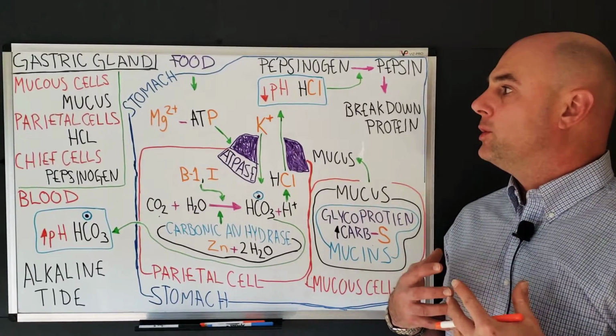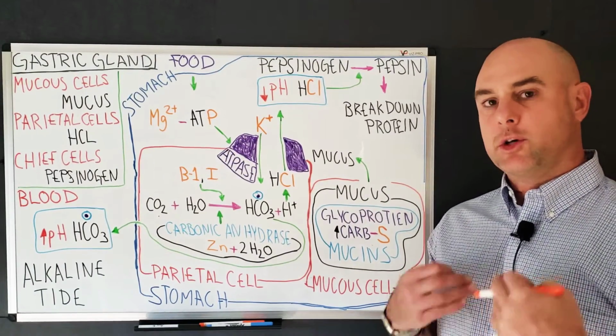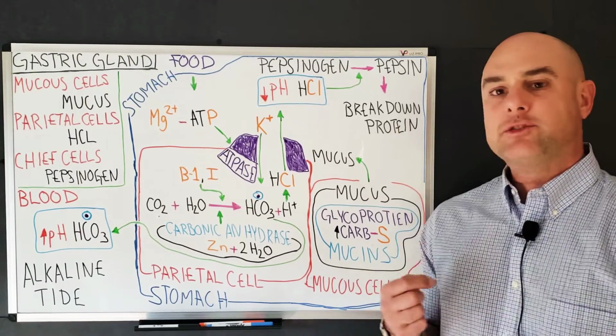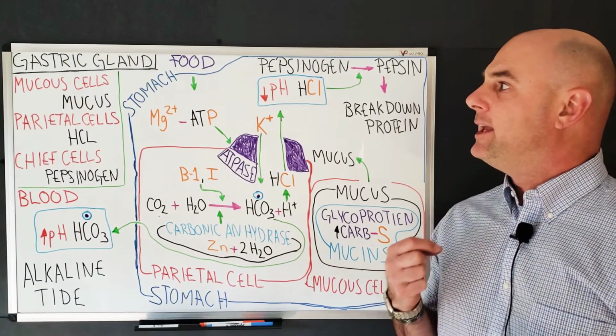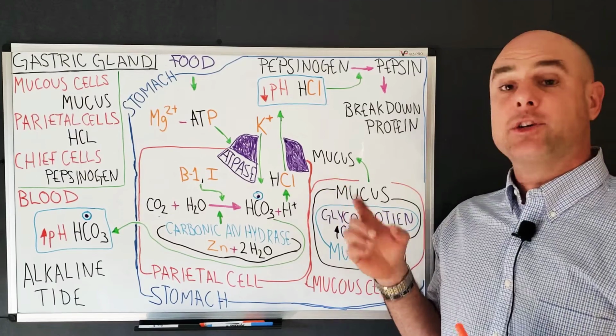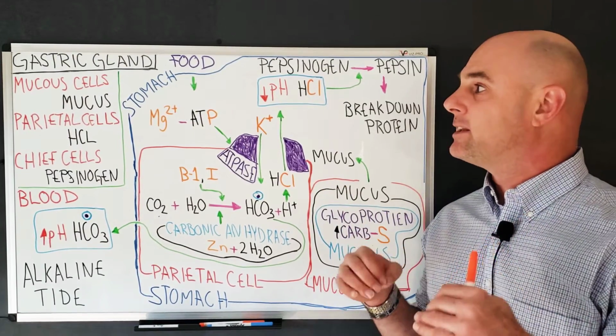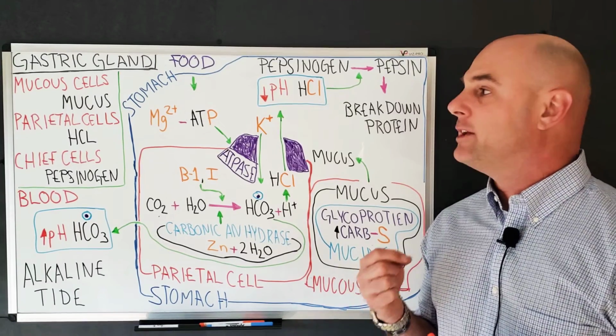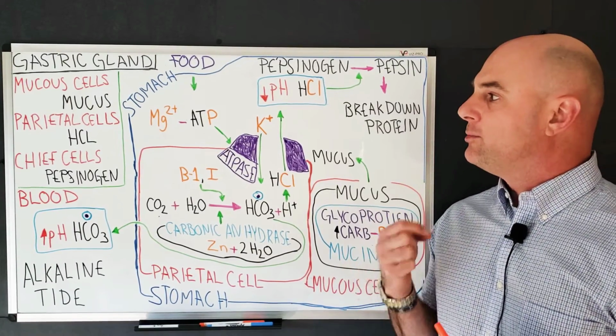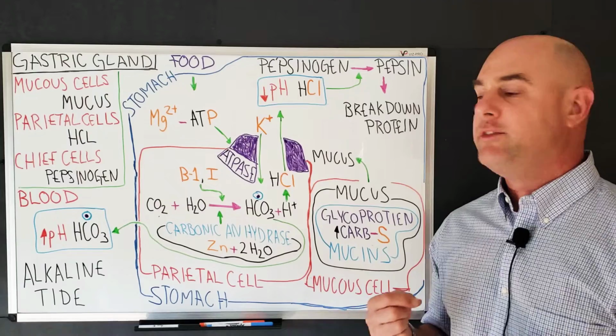When we eat food, our stomach secretes gastric juice. Now, gastric juice is secreted by the gastric gland. It's the gastric gland that coats the inside lining of the stomach. And the gastric gland is made up of three cells: mucus cells, parietal cells, and chief cells.